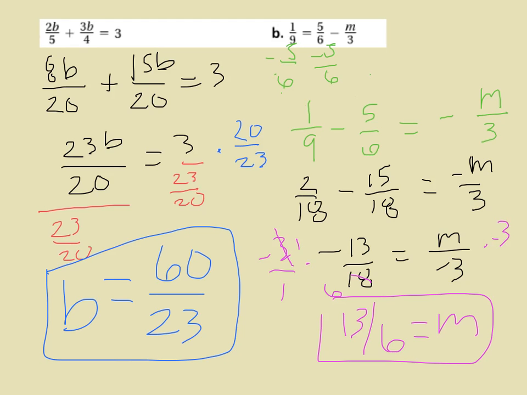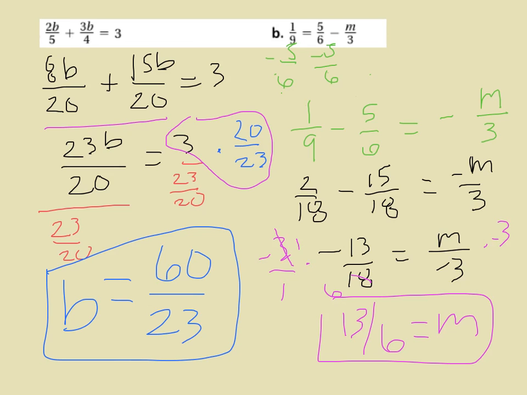The first one, you have to find a common denominator to combine your terms with b, and 20 was your common denominator. Then I divided by 23 over 20 once I combined my fractions, and dividing by a fraction is the same thing as multiplying by its reciprocal, so that's where I got 60 over 23, because I can't reduce anywhere with 3 times 20 over 23.